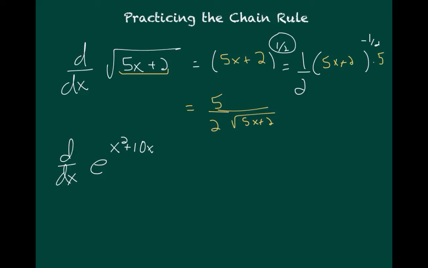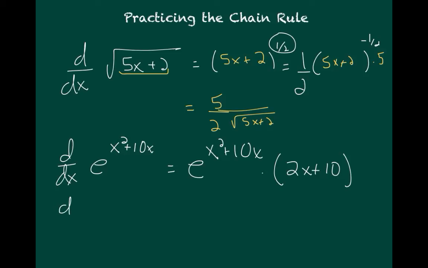Okay, so if we take the derivative, the outside function is e. Since that's its own derivative, nothing changes. We just get e to the x squared plus 10x. But now we have to multiply by the derivative of the inside function, which is the exponent. That's just going to be 2x plus 10. So that's your answer.